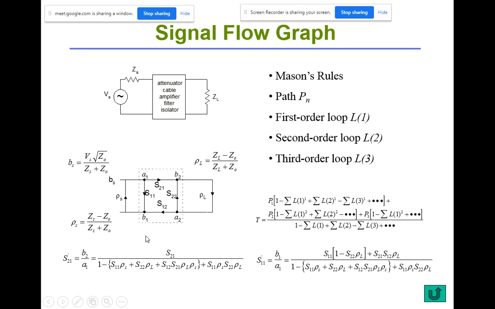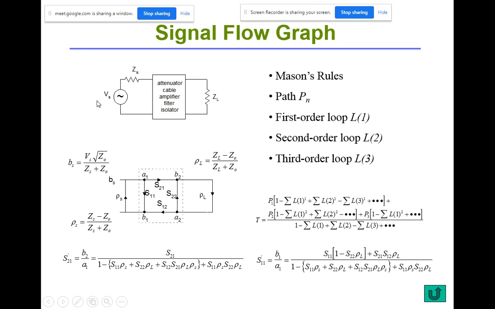The question is, how do we get this formula? Do we need to remember this formula? What happens if I have 3 blocks, 4 blocks, and so on? How do I get the actual S21 and the actual S11 and so on? If I have multiple blocks, how do I do that?